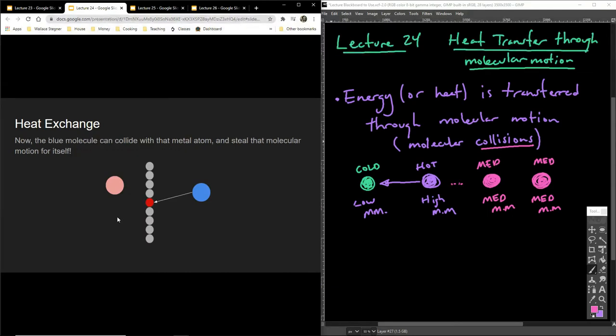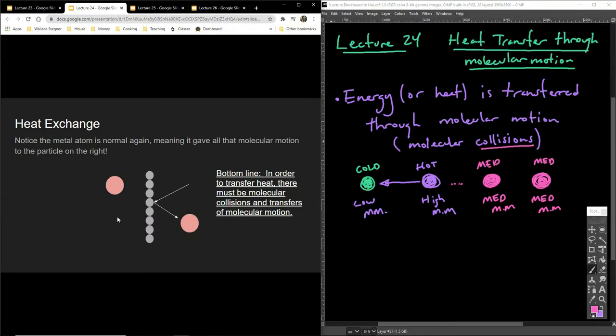The blue molecule with low molecular motion comes along, steals it, and now they have the exact same molecular motion after many, many collisions. And that's basically the whole point of this lecture: in order to transfer heat, there must be molecular collisions and transfers of molecular motion. So if you're going to transfer heat from one place to another, you have to have a molecular collision which does that for you.